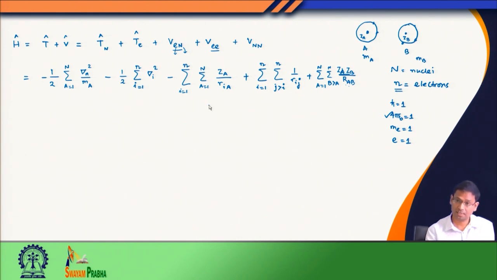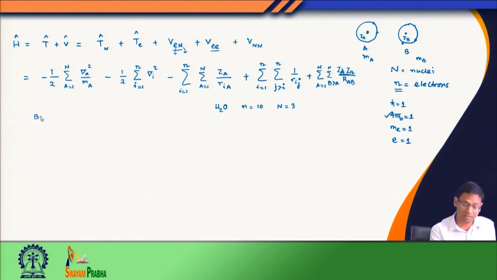So, I have now this Hamiltonian for a molecular system. Let us say I have a water molecule. I have 3 nuclei and 10 electrons. So, here small n equals 10 and capital N equals 3. One thing that we must appreciate here is that when I have these electrons moving around, the nuclei are much heavier than electrons. So, therefore, we can actually separate the solution of the electrons from that of the nuclei.